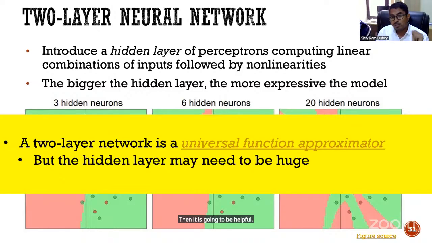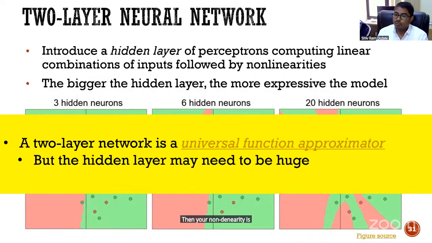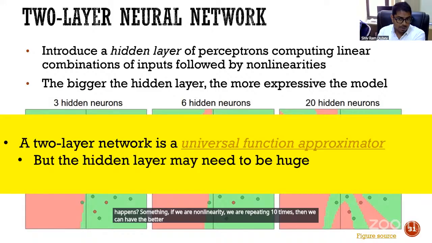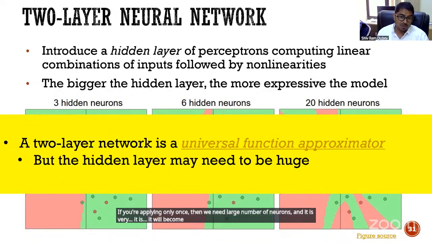If we transform it multiple times, then it is going to be helpful. Why? If you have only one hidden layer, then your non-linearity is applied only once. But if you have 10 layers, then your non-linearity is applied 10 times. If we repeat the non-linearity 10 times, then we can have a better non-linear transformation as compared to transforming only once using the same non-linear function, because our non-linear function is the same. If you apply it only once, then we need a large number of neurons, and it will become infeasible to solve the complex problem. Some easy problems can be solved using one hidden layer also.